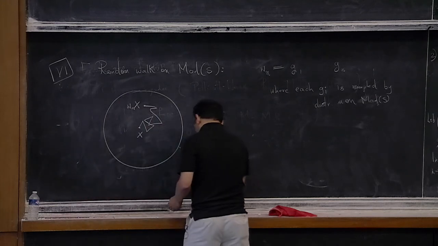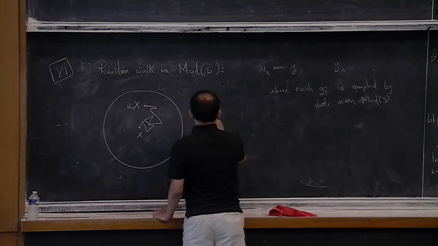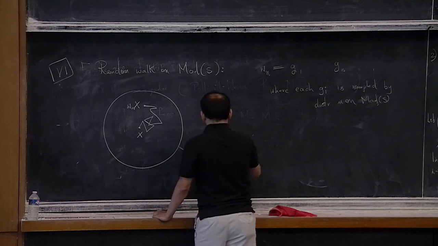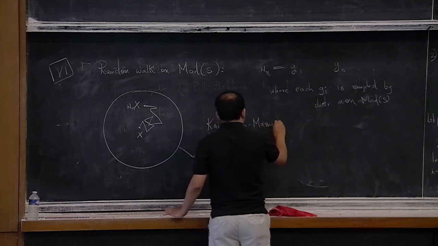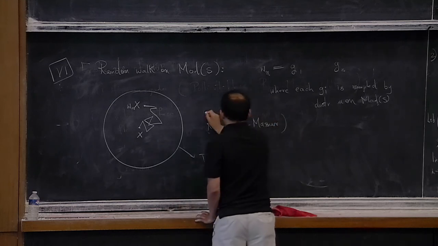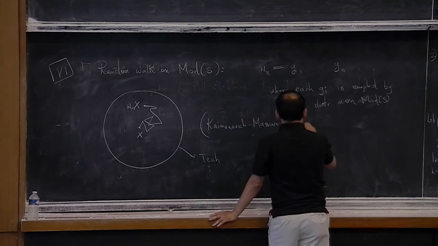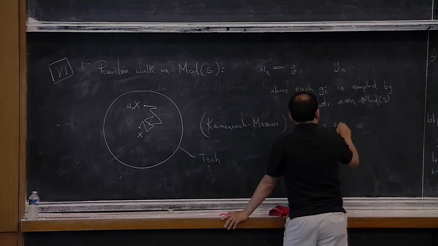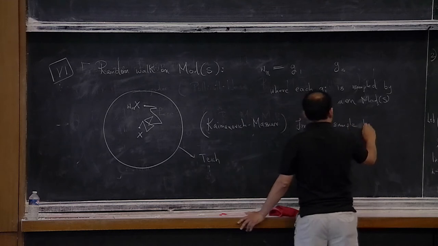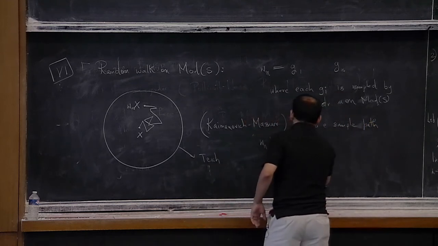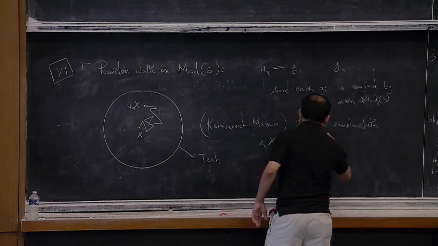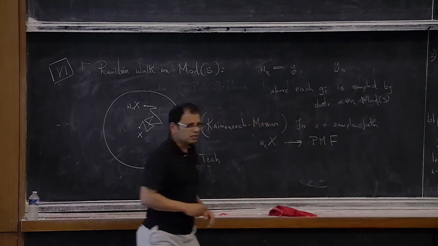Now, Kaimanovich and Masur showed that this process converges to the boundary. For almost every sample path, the sequence that we generated, W_n of x, actually converges to a point in the Thurston boundary of Teichmuller space, it's PMF.